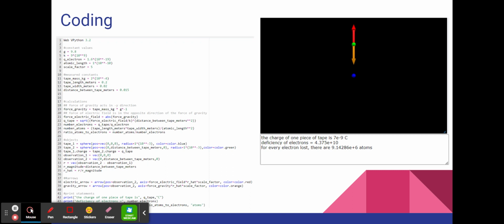And then this is the coding for the model of the two tapes. This shows the opposing forces, and this is all the coding.